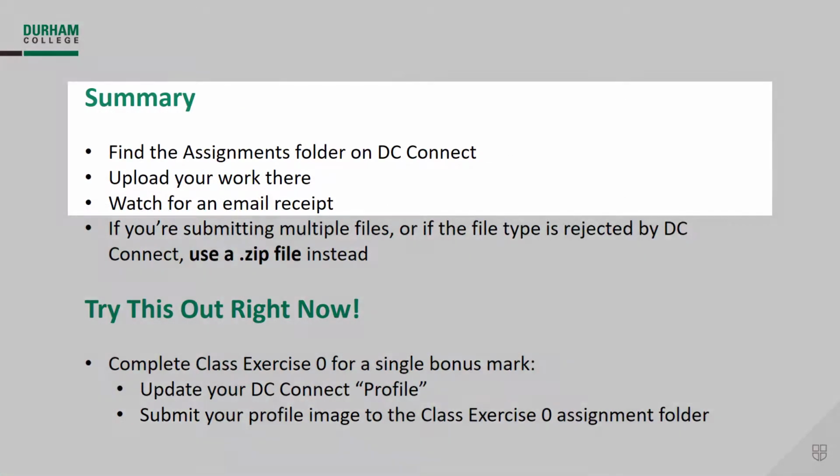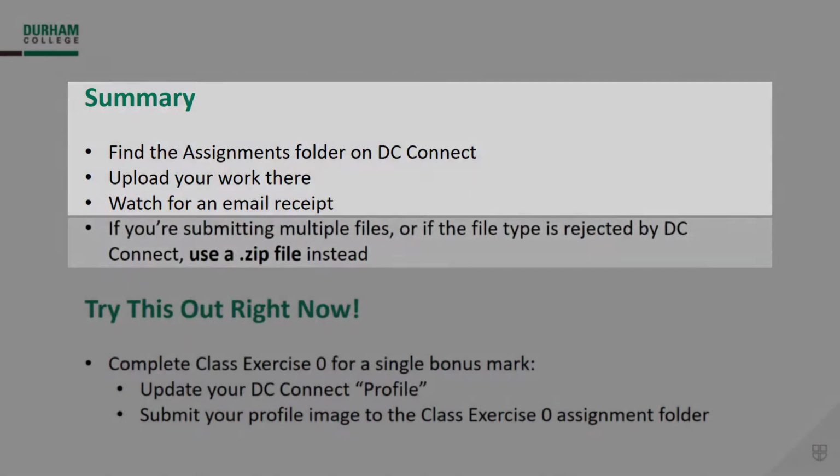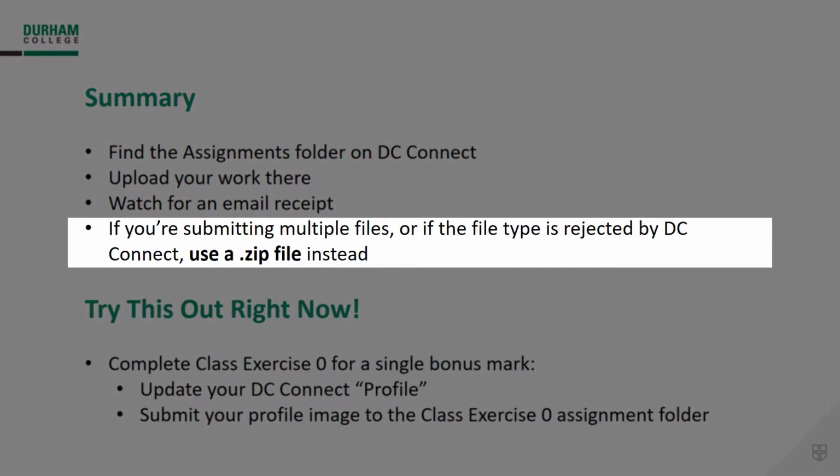So in this video, we went through the process of submitting work to DC Connect. Basically, find the assignment folder on DC Connect for the work you wanted to submit, upload your work there, and watch for an email receipt. And the other thing we talked about is if you're submitting multiple files or if the file type is rejected by DC Connect, use a zip file instead. And we talked about one easy way to do that. There are a lot of ways you can compress files, but that's a good way. Find the folder that the work is in, right-click it, and pick send to compressed file.